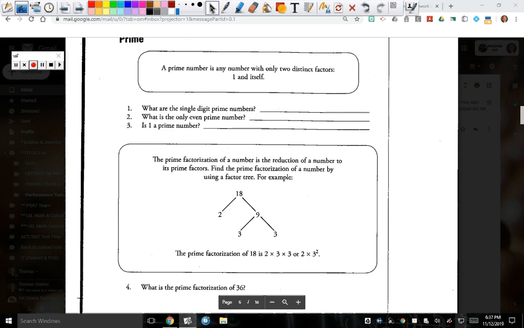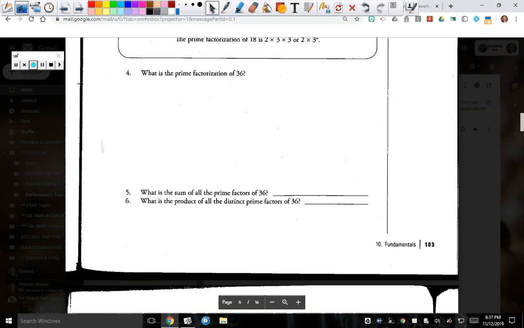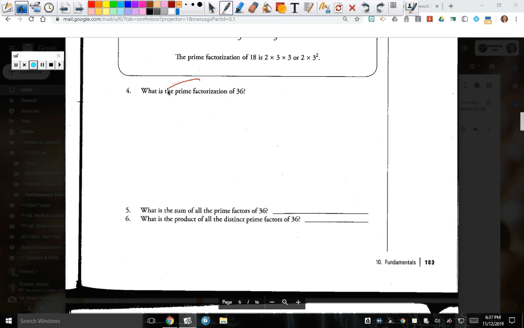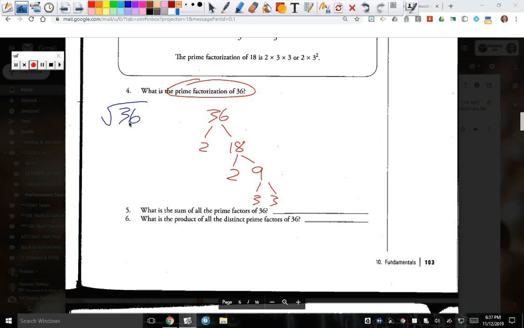Alright, so let's go on to prime factorization of 36. 36, can it be divided by 2? Yes. It's 2 and what? 18. Can 18 be divided by 2? Yes. So 2 is the easiest one to do this with, right? And then 9 can be broken up to what? 3 and 3. But here's what I like to teach you right off the bat. Let's pass this and go stronger.